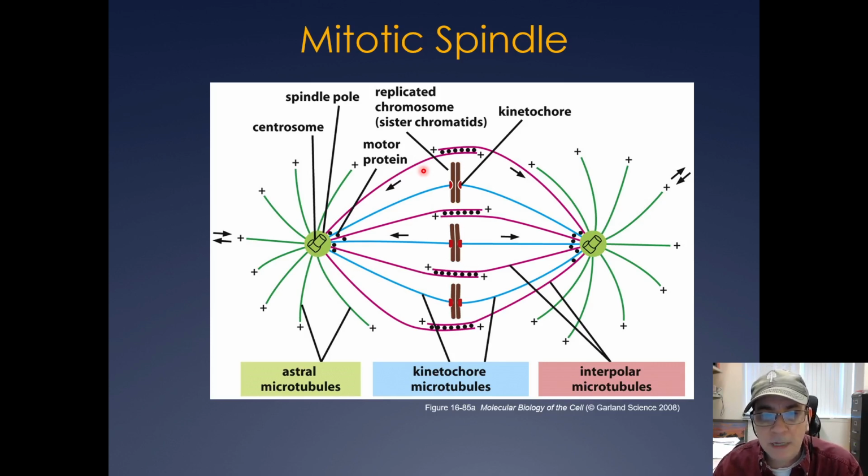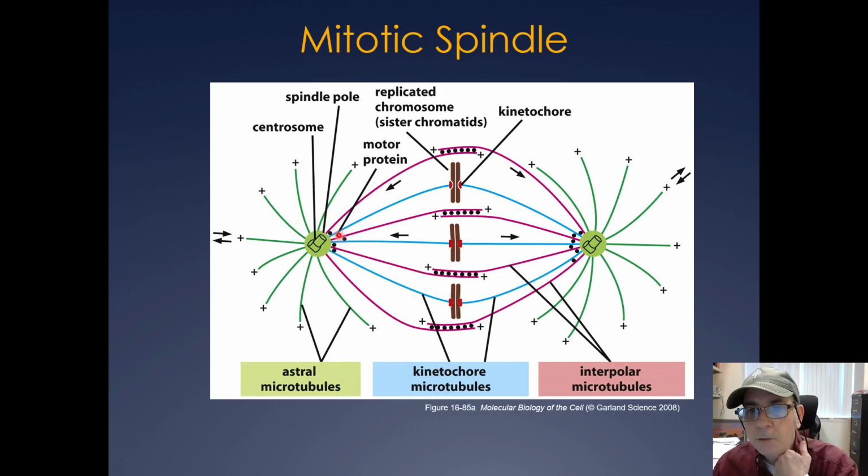But for now, you just have to be able to identify all of the different microtubules that are present in a mitotic spindle. You have your astral microtubules that are coming off the centrosome, and they radiate out in the plus direction. Then you have your kinetochore microtubules that are shown here in blue, and these attach to the kinetochore on the sister chromatids. And then you have your interpolar microtubules that are cross-linked with kinesin motor proteins. And there are also motor proteins down near the centrosome.